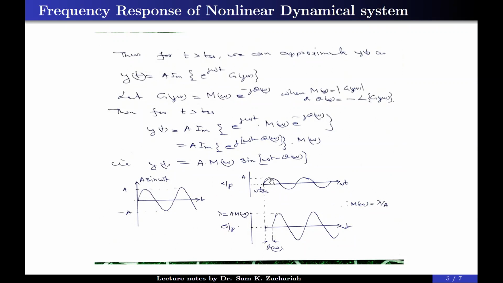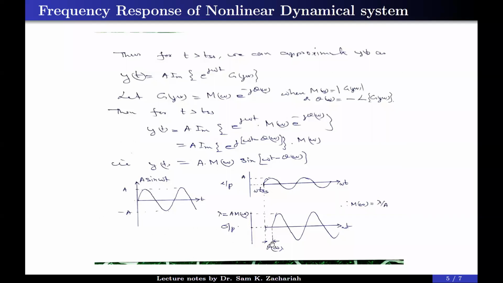This is the command, A sine omega t, and the output is what? A into m omega is the amplitude. Here lambda is equal to A into m omega, and its phase is lagging with respect to the command. Say this is the command. Theta omega is the phase lag. That's why I specifically put minus theta omega here, so that I can say a positive theta omega.